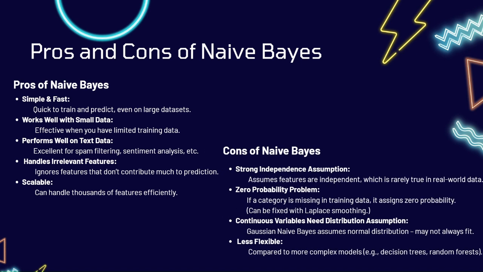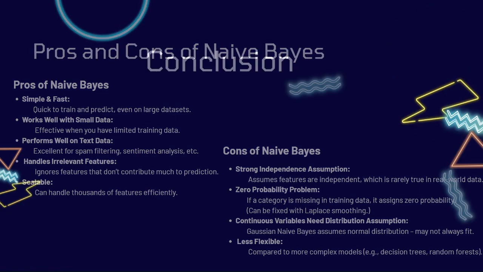Next comes the cons of Naive Bayes. It assumes features are unrelated even though they are related to each other. If something never appeared in training data, it gives a probability of zero. But we can fix this using Laplace smoothing by adding a tiny number to it. And it is not as powerful as complex models like decision tree and random forest when patterns are very nonlinear. Still, for many tasks, Naive Bayes is a great starting point.